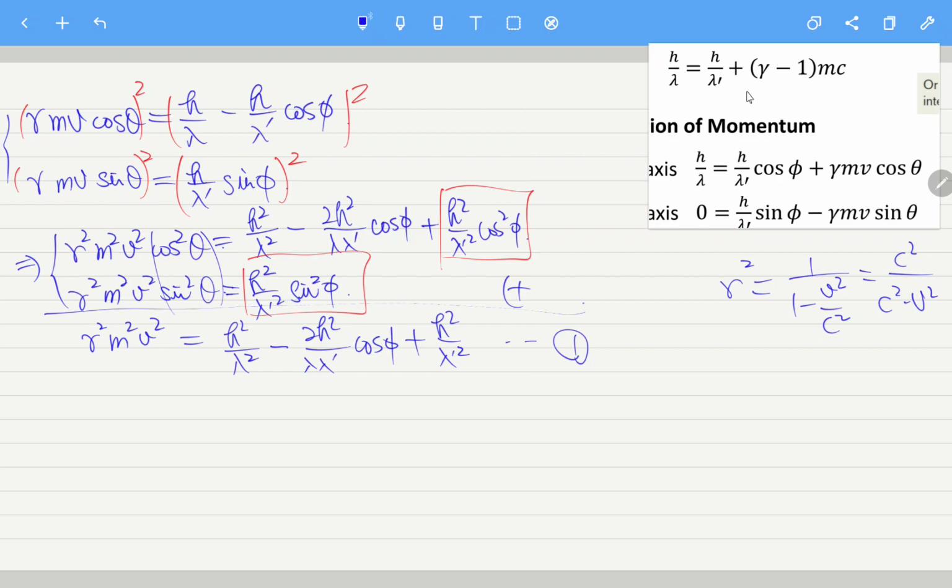Okay, so maybe we try to rearrange the terms for this equation. We have gamma mc equals h over lambda minus h over lambda prime. And then here, gamma times mc, which is this one, and then minus 1 multiplied by mc, which is minus mc. Move it to the other side, which will be positive mc. Similarly, we take the square on both sides.